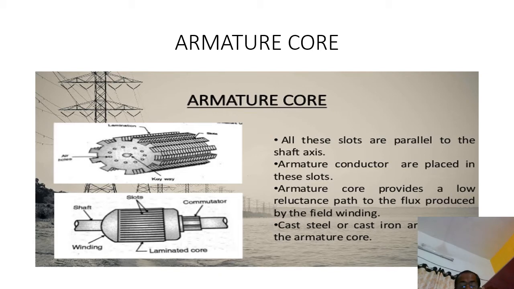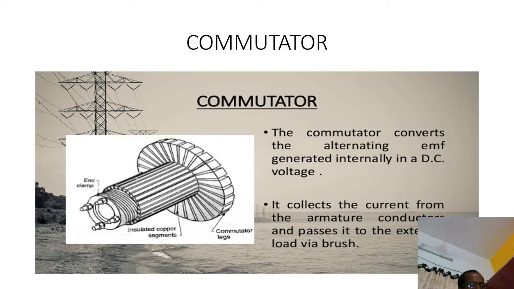Next one is the commutator, which also plays a major role in a DC generator, because the major function of the commutator is to convert AC into DC. The commutator is of a cylindrical shape and is made up of wedge-shaped, high conductivity, hard drawn copper segments. These segments are insulated from each other by a thin layer of mica. Each commutator segment is connected to an armature coil.